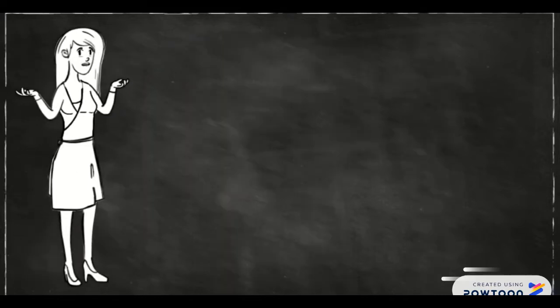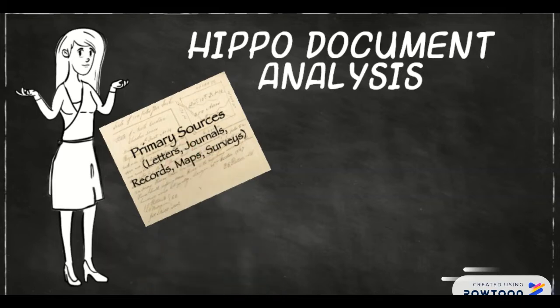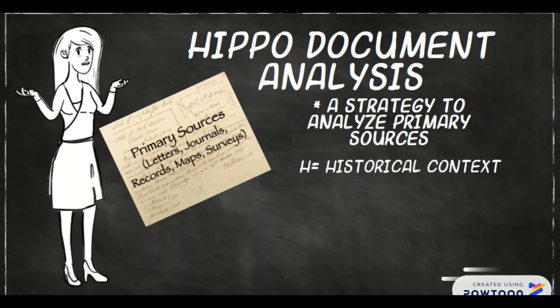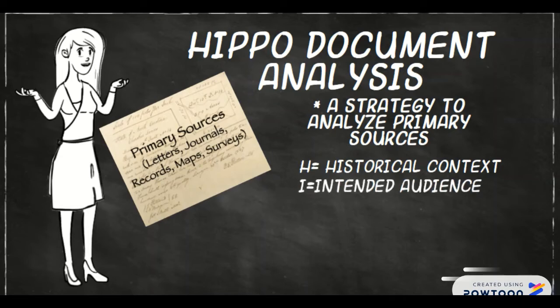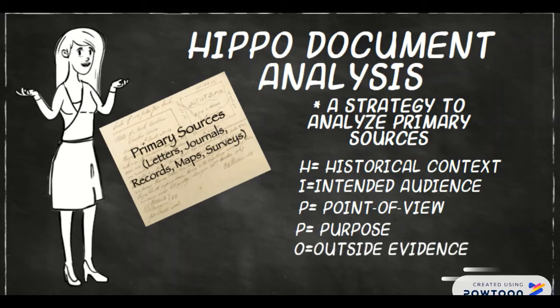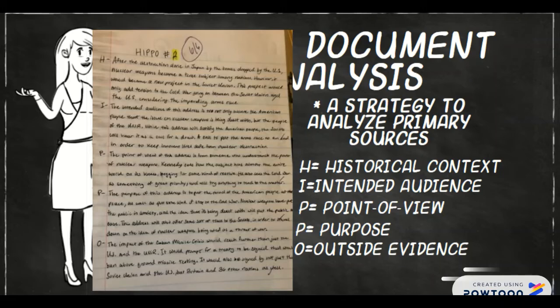Let's start with Hippo document analysis, which is a strategy to analyze primary sources. The H stands for historical context, the I for intended audience, the first P for point of view, the second P for purpose, and the O for outside evidence. A good Hippo might look like this.